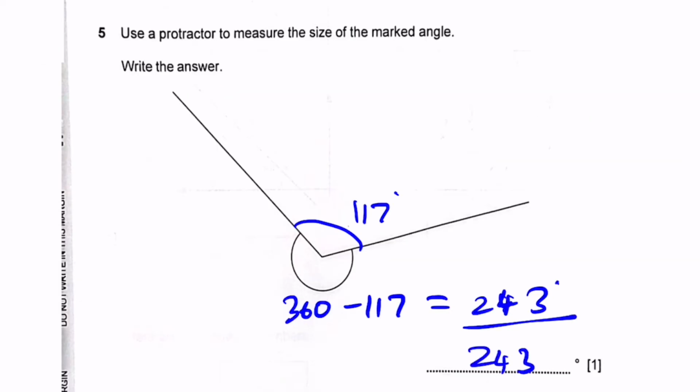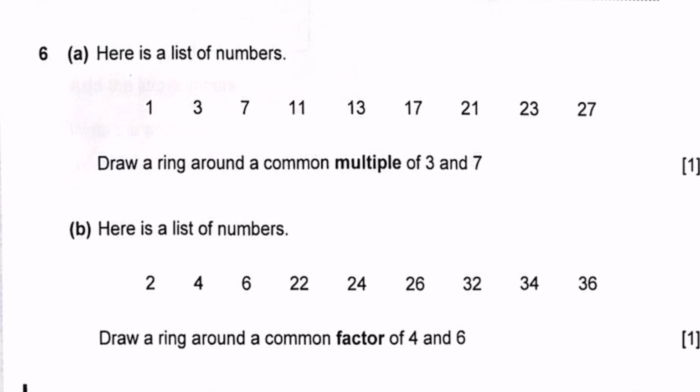Let's go to question 6. Question 6a. Here's a list of numbers. Ring around a common multiple of 3 and 7. That means it has to be divisible by both 3 and 7, and the only one which actually fits that is 21. B. Here's a list of numbers. Ring around a common factor of 4 and 6.